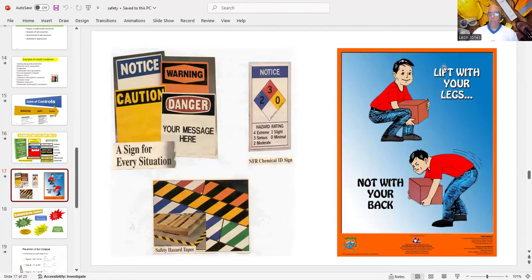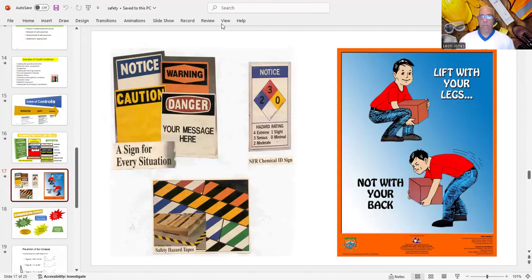Then something else. Let's move this over here. We talk about there's a sign for every situation. Notice up here. And also look at your floor. Look at the tape. Orange and black, yellow and black. Also look at your hazard ratings. Look at your safety data sheets, which used to be your material safety data sheets. And something else. Seeing this diagram right here.